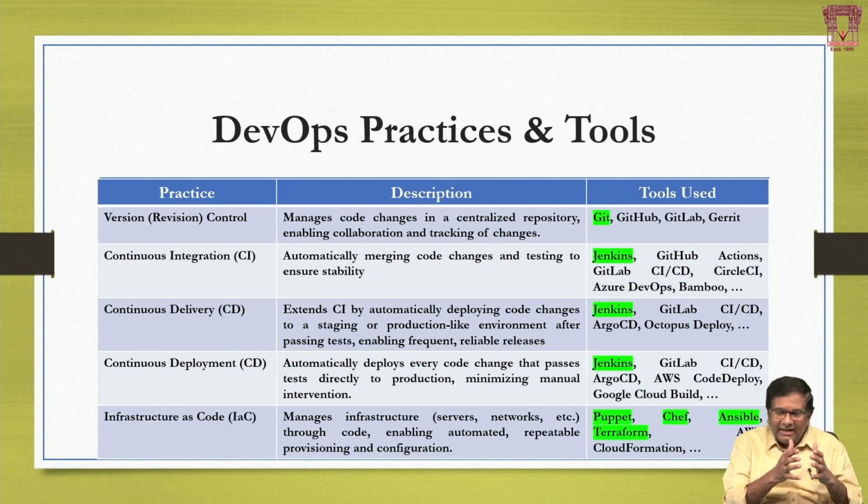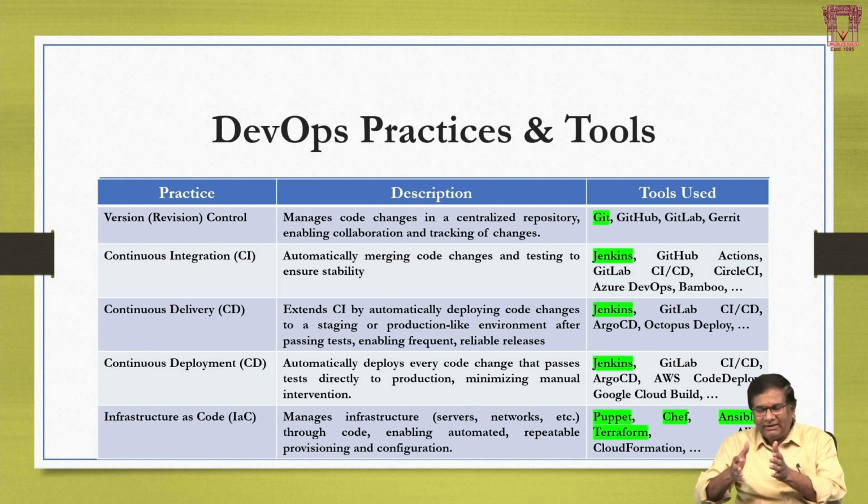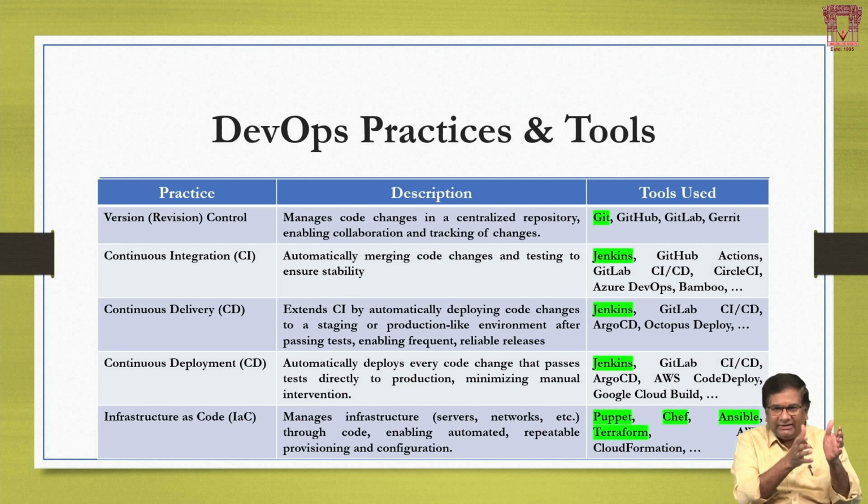Now, aligning to these principles, there are certain practices followed by the dev team as well as the ops team. When I say dev team, it's not just the developers, it is dev, QA, UX, those guys, like all the technical people, as well as the ops team. Version control. The first practice is version control. One of the practices that DevOps strongly suggests, which Agile doesn't have any input on, is that you should maintain a common version control. What it means is managing code changes in a centralized repository, enabling collaboration and tracking of changes.